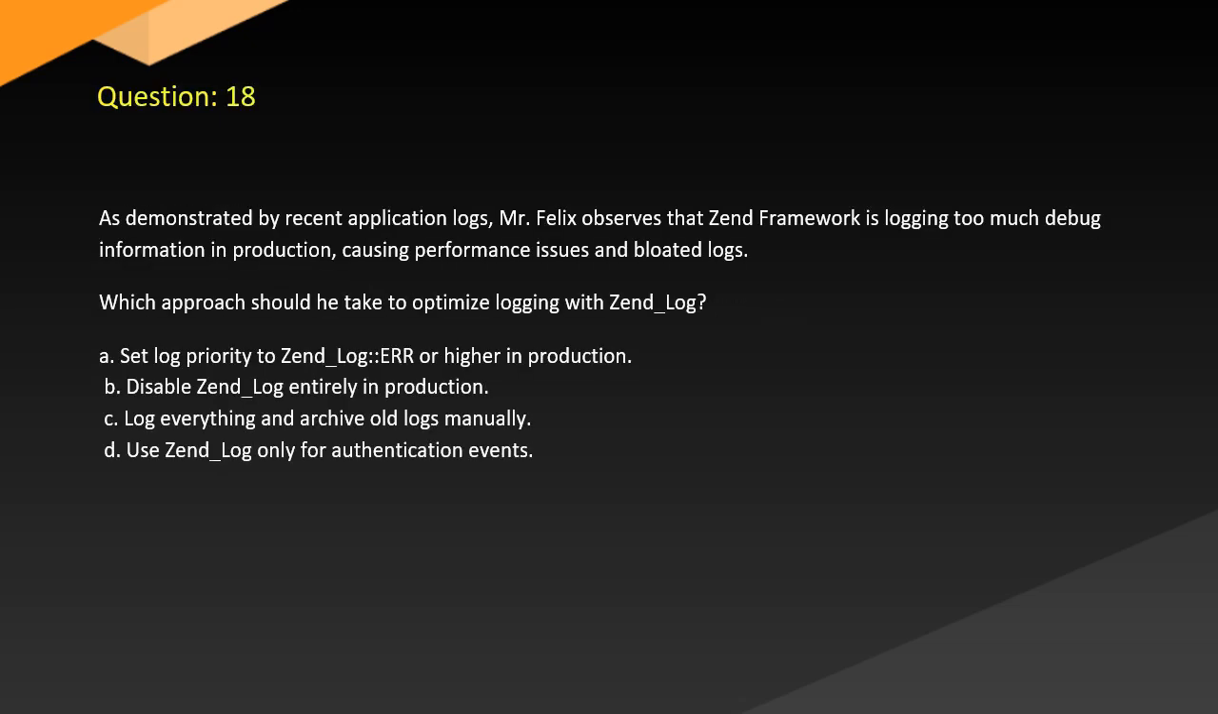Question 18. Demonstrated by recent application logs, Mr. Felix observes that Zend Framework is logging too much debug information in production, causing performance issues and bloated logs. Which approach should he take to optimize logging with Zend Log? A. Set log priority to Zend Log WARN or higher in production. B. Disable Zend Log entirely in production. C. Log everything and archive old logs manually. D. Use Zend Log only for authentication events.